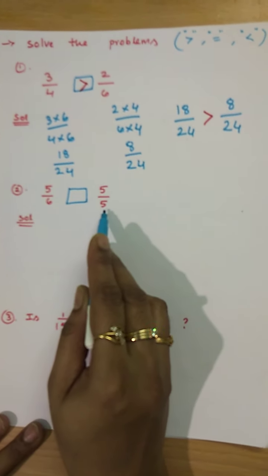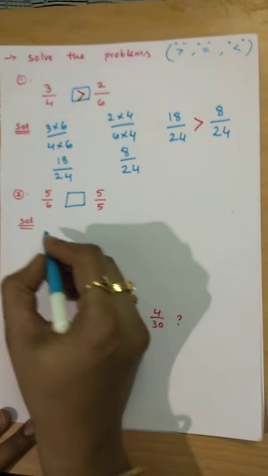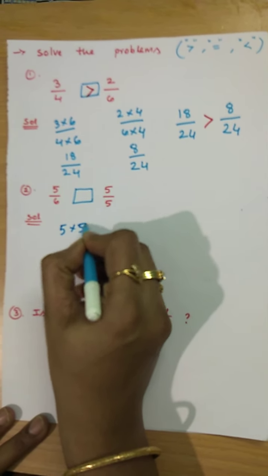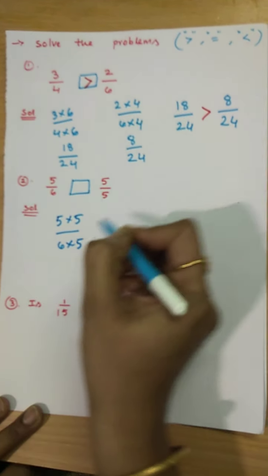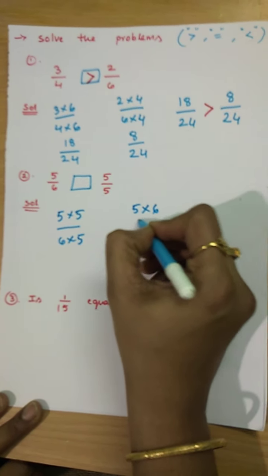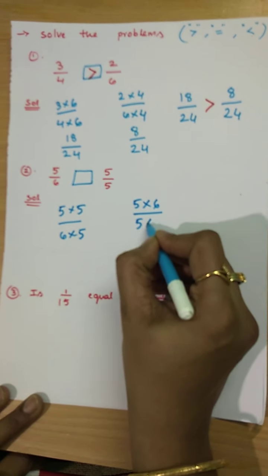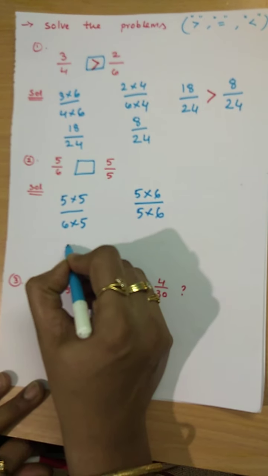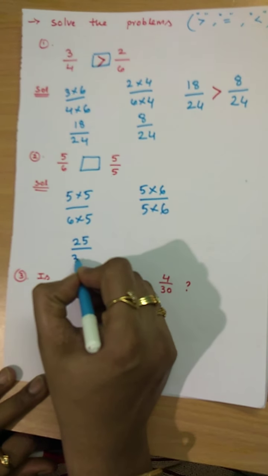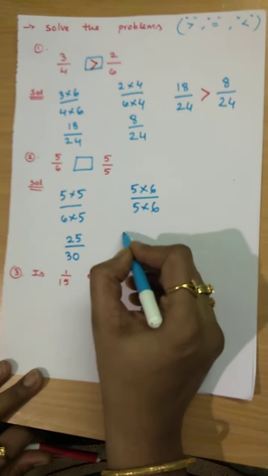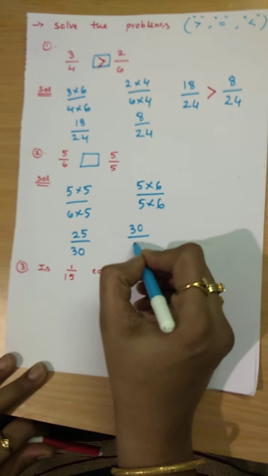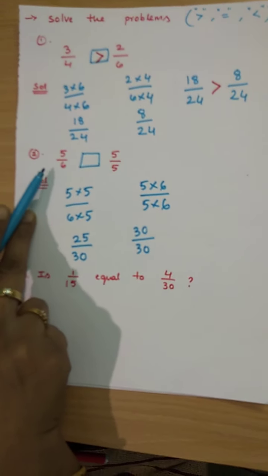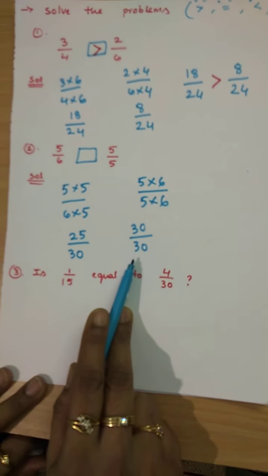Here also I have taken both unlike fractions. Now I am going to change these unlike fractions into like fractions. Multiply 5 with 5, 6 with 5, and here 5 with 6. So 5 fives are 25, 6 fives are 30. Here 5 sixes are 30. So here I have changed both unlike fractions into like fractions.